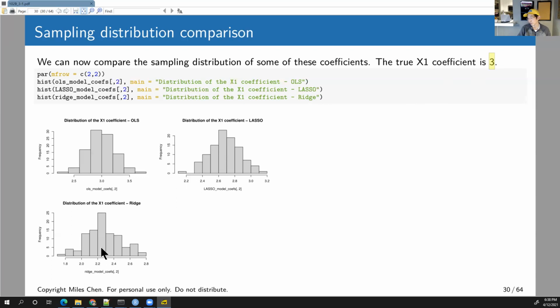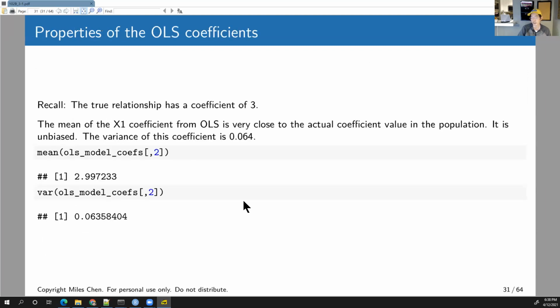Here, again, with ridge, our coefficient is a lot more biased, estimated at maybe 2.25, but also the amount of variance is a lot lower, from 1.8 to 2.8, okay? So we've got lower variance here, but definitely bias in that the center is no longer at 3. Okay. Is that all right? As far as what we have.